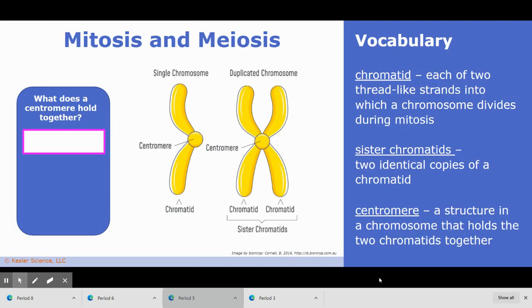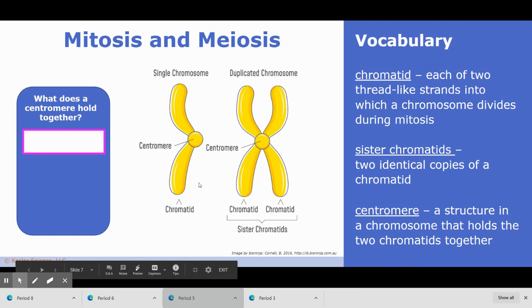Okay, so now we've got some more vocabulary, and you should definitely be making some flashcards at this point to keep all these words straight. In a normal situation, chromosomes exist as a single chromosome. You get a copy from mom and a copy from dad, and they hang out next to each other. And there's like this little button in the middle called the centromere. And one copy of a chromosome, if you look at the picture here, is called a chromatid.